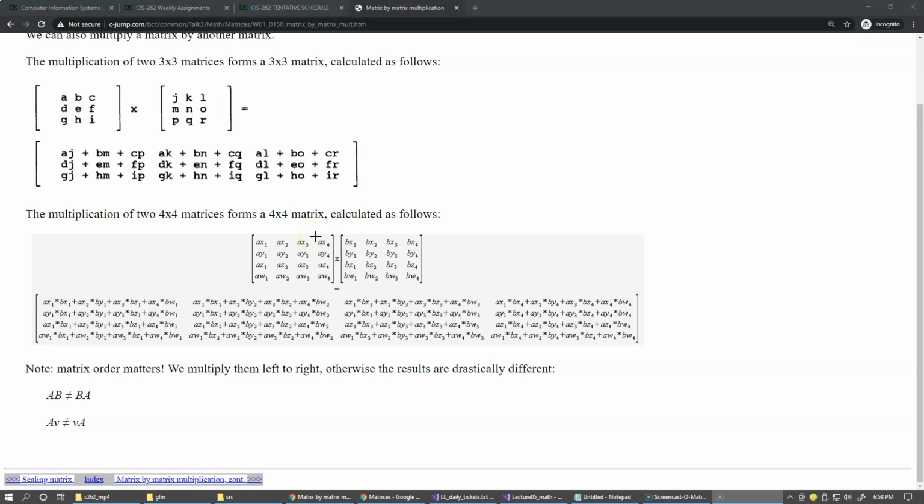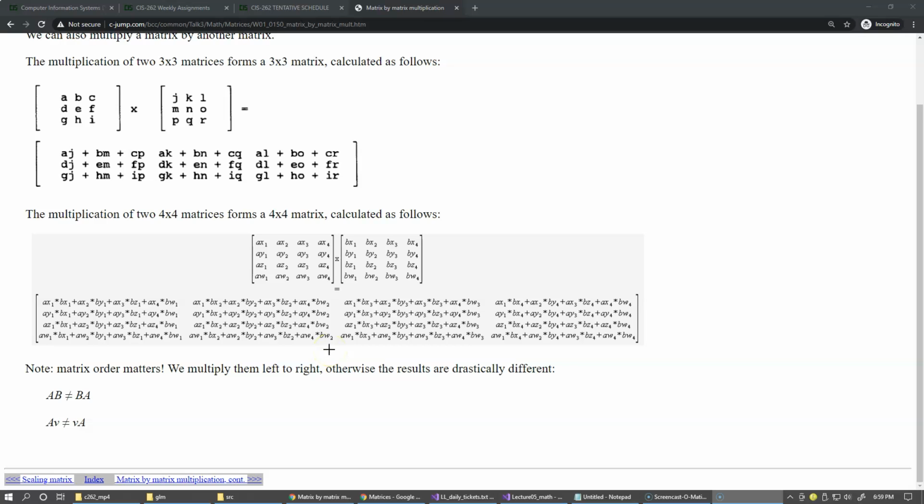What's really important to remember is because we are multiplying components of the row in the first matrix by components of the column in the second matrix, the order of multiplication here really matters. A times B does not equal B times A. Likewise, when we apply matrix multiplication to a vector, the order matters. And once again, it is because we have to distinguish the rows and columns when we're forming these results in the matrix that we produce.